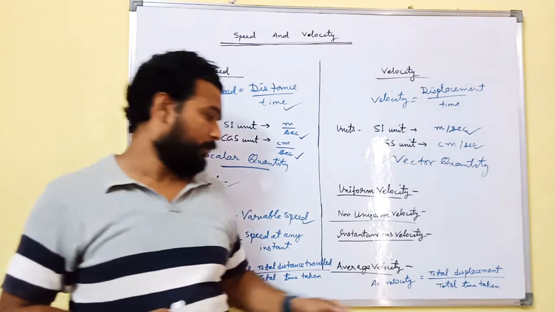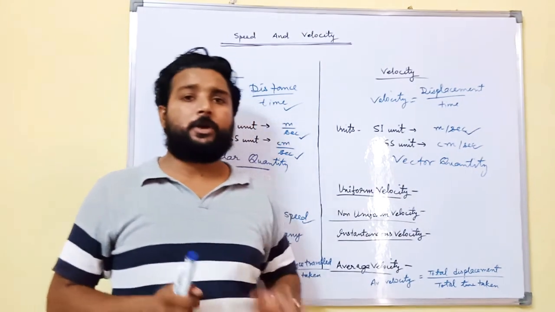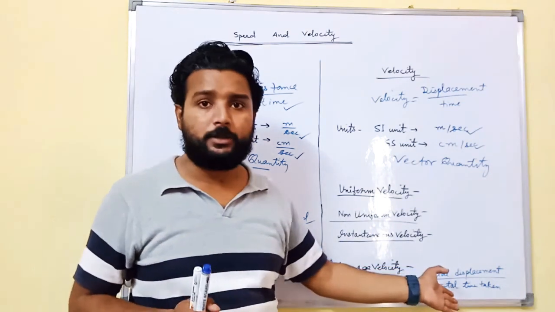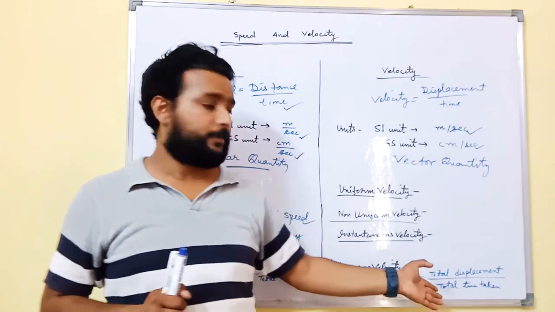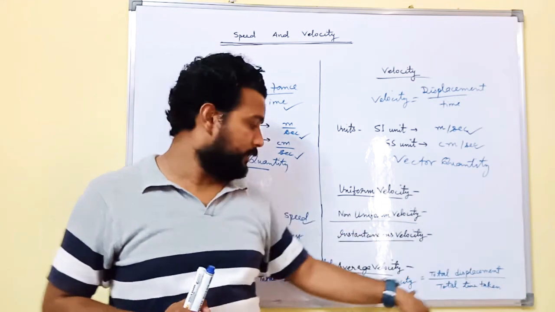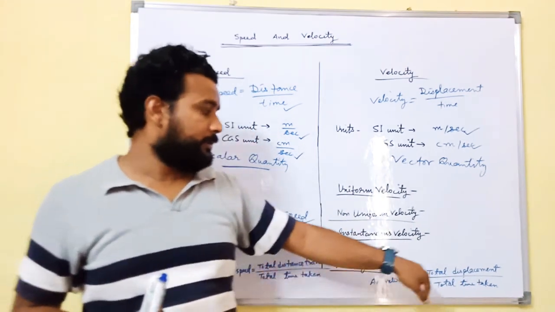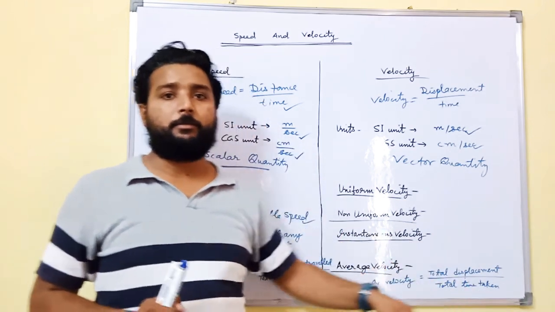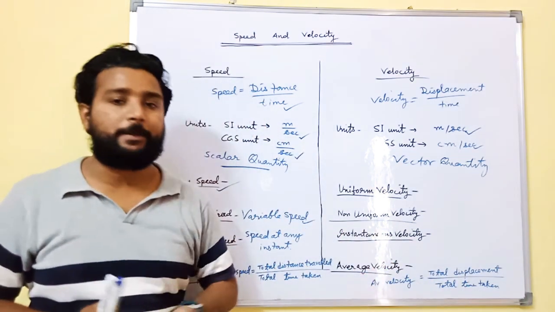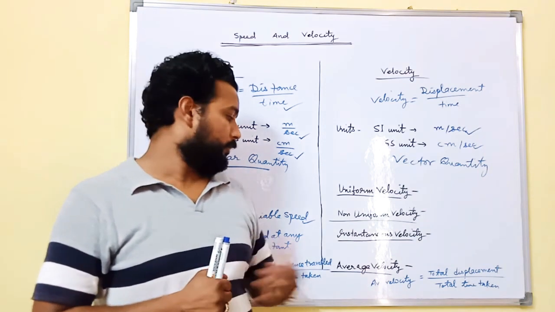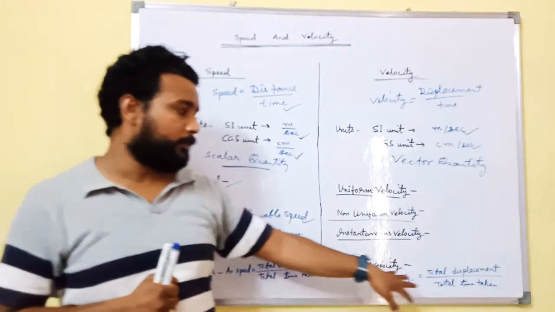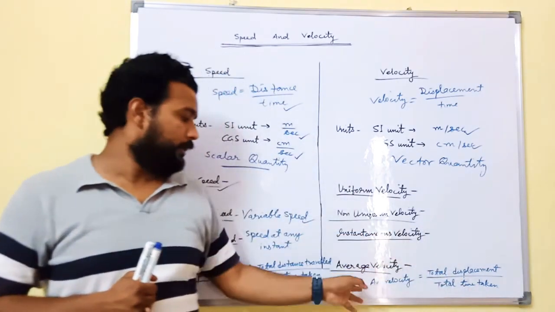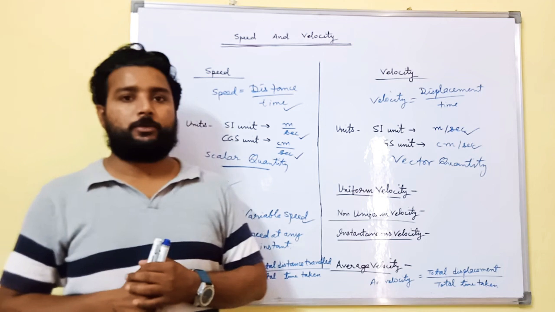Now, what is average velocity? If any body covers some displacement in a particular direction, then average velocity is defined as the ratio of total displacement by the body to total time taken by the body. So the ratio of total displacement to total time taken is said to be average velocity. Okay, thank you.